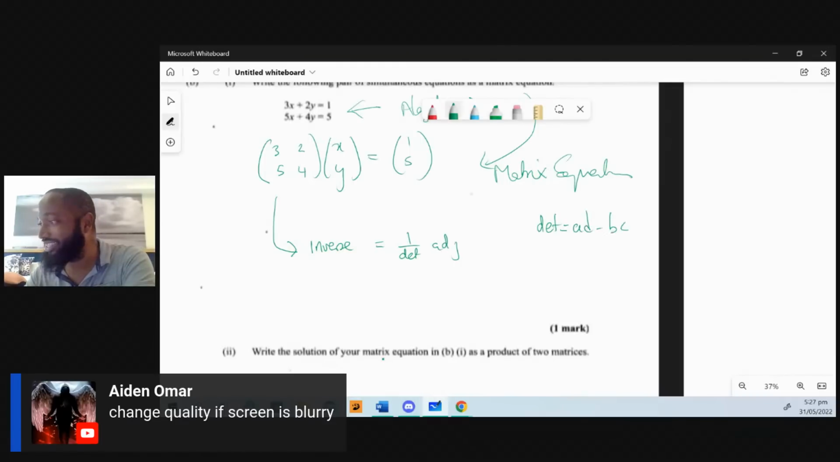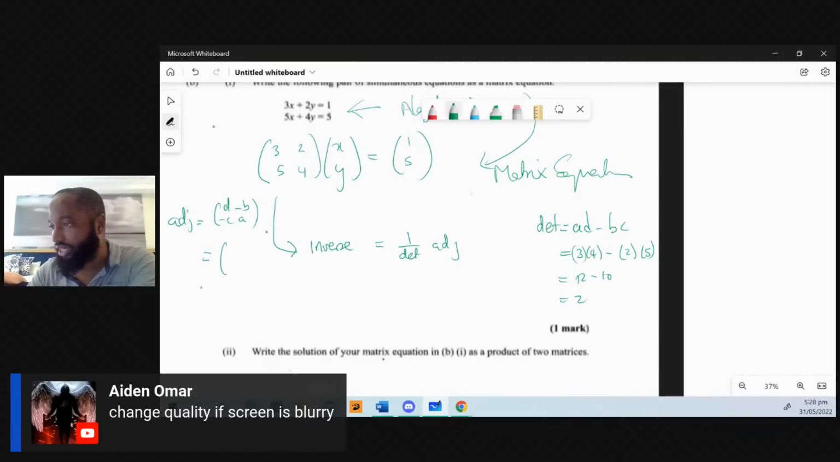The determinant is AD minus BC. So this is 3 by 4 minus 2 by 5. This is 12 minus 10, so this is 2. The determinant is 2. And the adjoint is D, A, minus B, minus C. So what are we looking at? We're looking at 4, 3, negative 2, negative 5. So this is 1 over 2 multiplied by 4, negative 5, negative 2, 3.